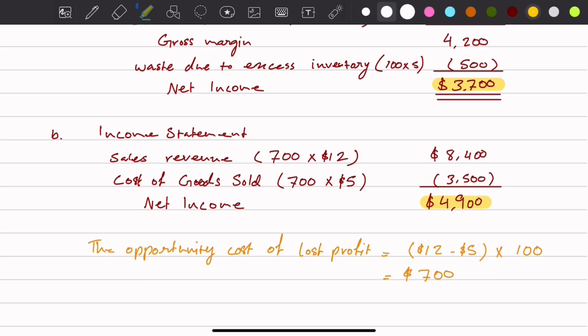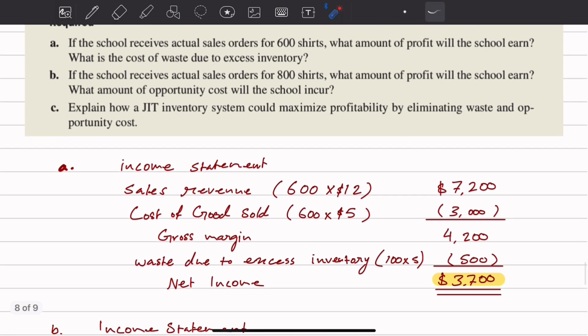We have the net income and we have the opportunity costs. All right, part C, it says explain how a just-in-time inventory system could maximize profitability by eliminating waste and opportunity cost. Here there's no one answer, so I'm not really going to write the answer for this part. We'll just discuss it. How can the just-in-time inventory system help the school in this scenario?